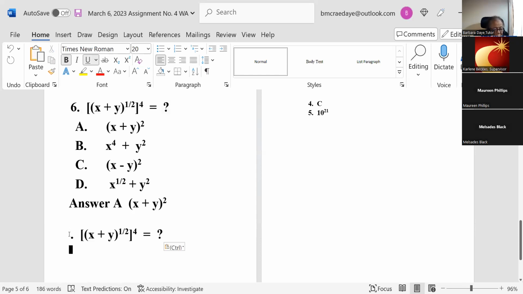Okay, so I'll make this a 4. What's 4 times 1/4, Mercedes? Oh, that would be 1. Yeah, that would just be 1. So what would be your answer? Can't throw away the x plus y. Oh, it would be x plus y to the 1 power.